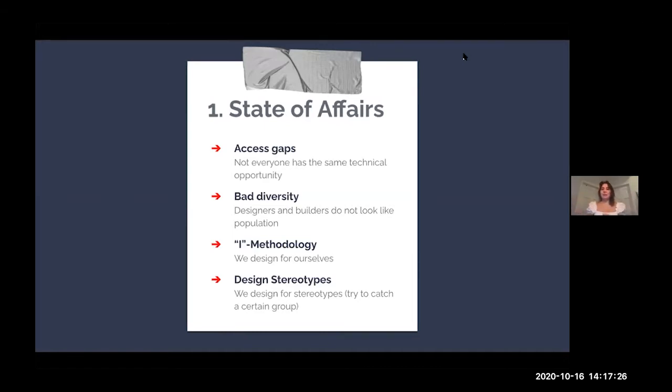Then this leads into our bad diversity in the industry, which is that the designers and the builders of technology do not reflect what the actual population looks like. The "I" methodology: we designed for ourselves. This isn't actually a bad thing. This totally makes sense, logically speaking, that we would build something that works well for us because we know ourselves really well. It's quite easy to build something that's good for us to interact with. But if you're on a team of 20 and everyone's building for themselves, and it just so happens that everyone also has the same background, the same characteristics, the same experiences, at that point, the product's not going too well.